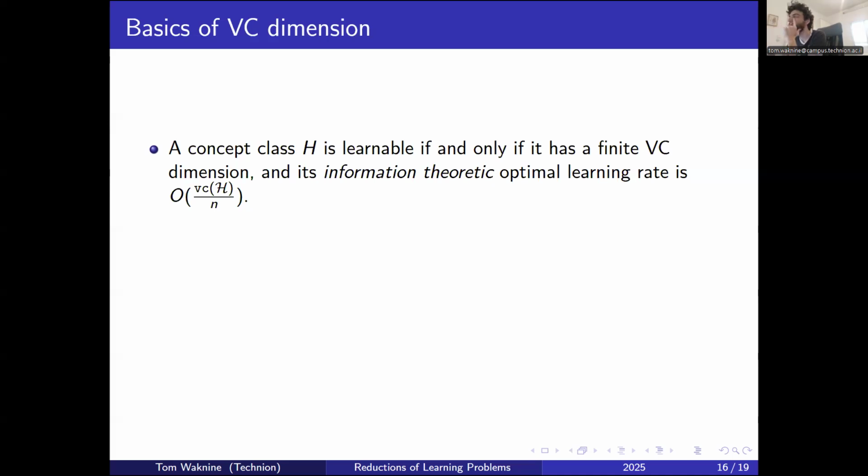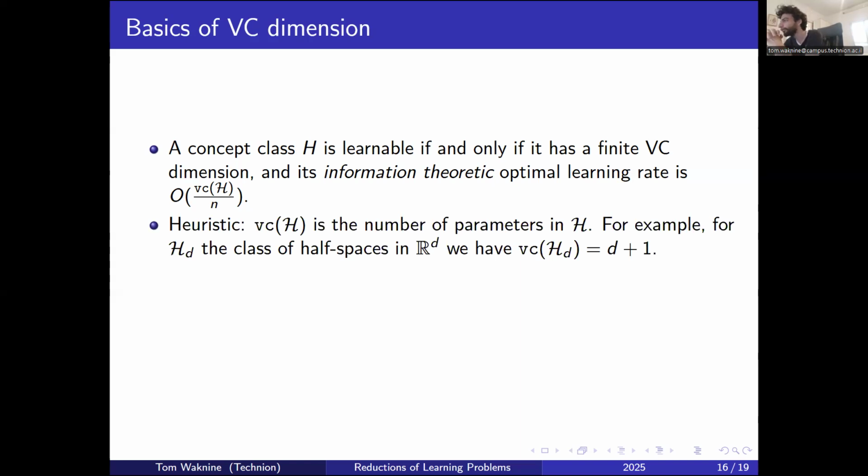What we need to know about the VC dimension is that a class is learnable if and only if it has a finite VC dimension. The information-theoretically optimal learning rate is VC(H) over n, where n is the sample size. So the error you get is VC(H) over n when you use n samples.